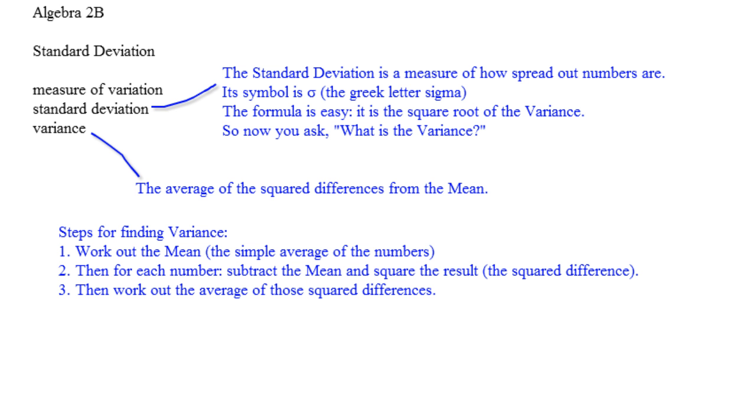Steps for finding the variance: work out the mean, the simple average of all the numbers. Then for each number, subtract the mean and square the result, and this is called the squared differences. Then work out the average of those squared differences. You do need to know that there's two versions of this, and we have to pay attention to whether it's a sample or a population. We'll talk about that on the next page.